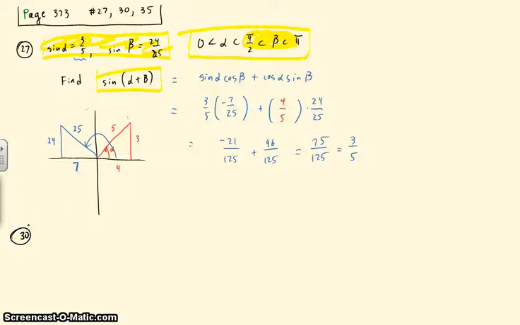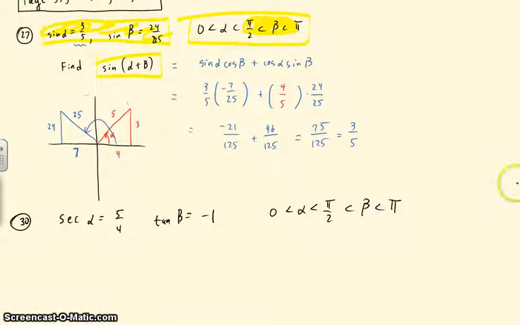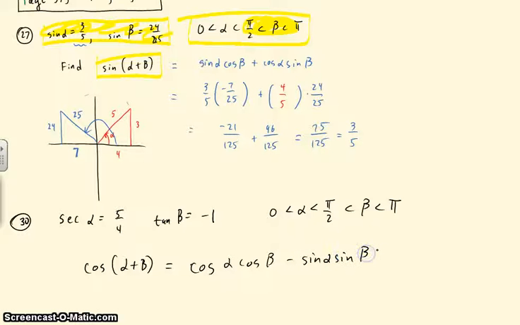30. All right, so 30 gives you this information. It gives you the secant of alpha, the tangent of beta, and it gives you where these angles are. And again, for 30, we're asked to find the cosine of alpha plus beta. Okay, and so we know that that's cosine alpha, cosine beta, minus sine alpha, sine beta. So let's look at what information we're given. Well, we're not given any of these things, but we are given that the secant of alpha is 5/4. That means the cosine of alpha is 4/5.